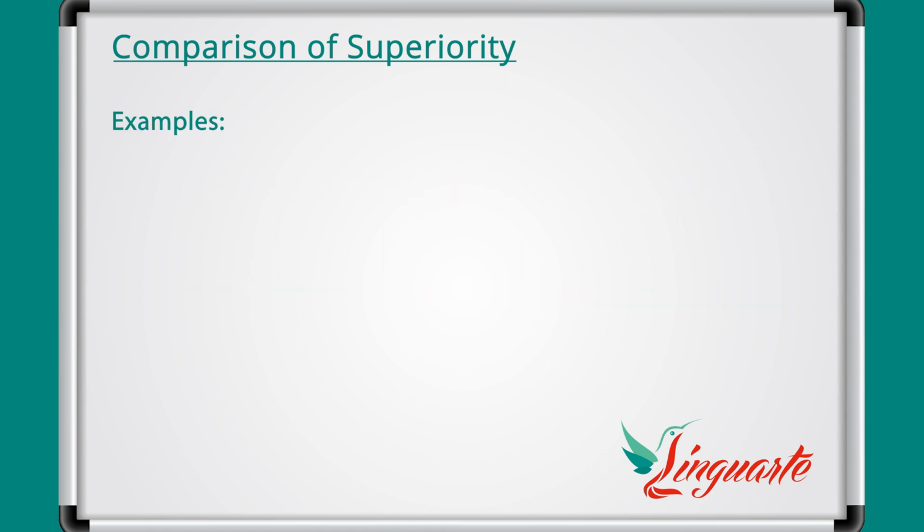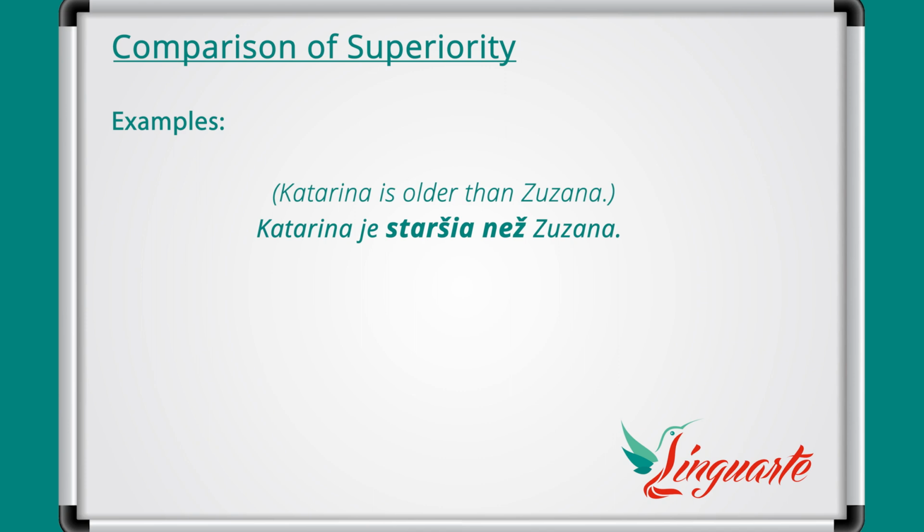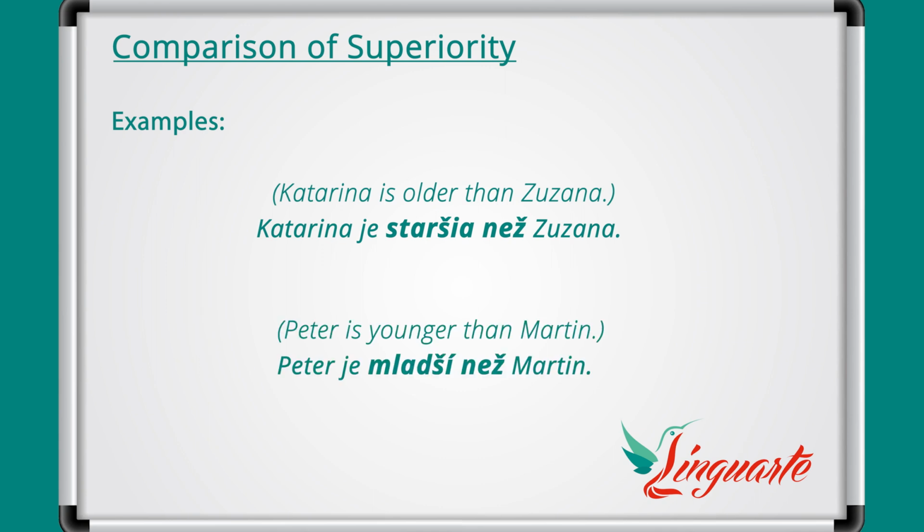Let's see some full examples. Katarína is older than Zuzana. In Slovak, Katarína je staršia než Zuzana. Peter is younger than Martin. Peter je mladší než Martin.